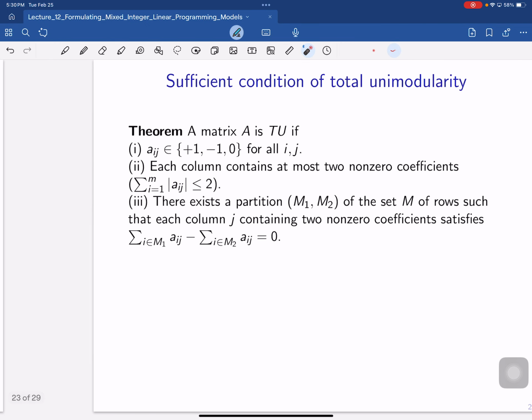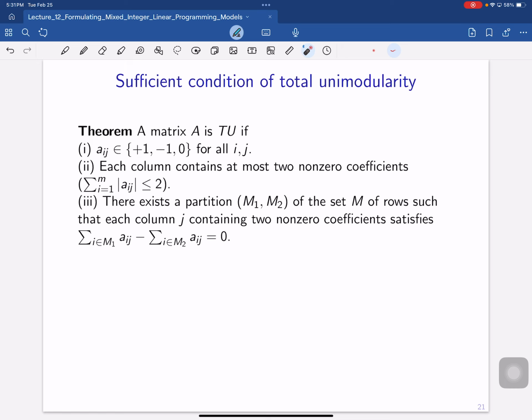How do you check the total unimodularity condition? Here is a sufficient condition to check, because checking the definition is not so easy. You need to check all the square submatrices of a given matrix, and it can be quite tedious to do. So here's an easy-to-check sufficient condition for when a matrix A is totally unimodular. Again, I won't be proving that. Actually, proving it is not so hard. You can just check the proof. You only need some basic linear algebra to show that it is true.